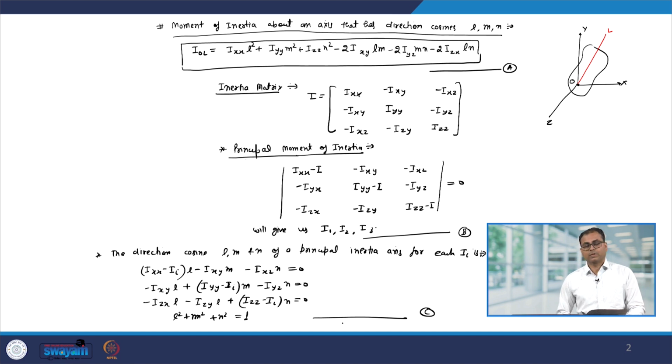Let us call this equation number C, and the solution of this equation will give you the L, M and N corresponding to the first I1. If you use I2, then you get the L, M, N corresponding to I2, and similarly for I3. So, that will be the direction cosines of the principal inertia axes.